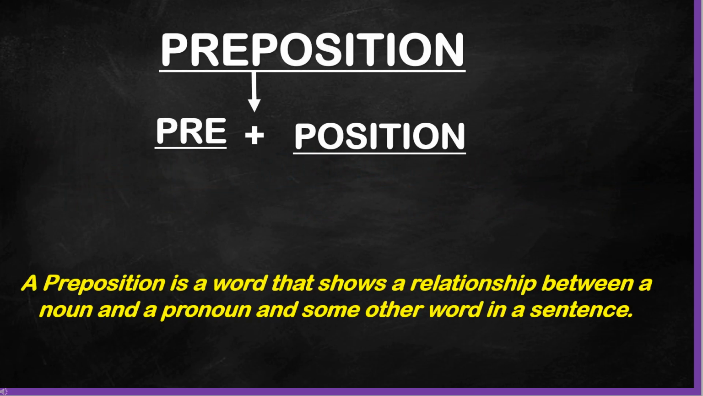Now, taking a cue from the example that I just gave you sometime back about the girl rides a red bike, let us try to understand what is a preposition. From the very word itself, if you break it up, it means preposition. Therefore, a preposition is a word that shows the relationship between a noun or a pronoun and some other word in a sentence.